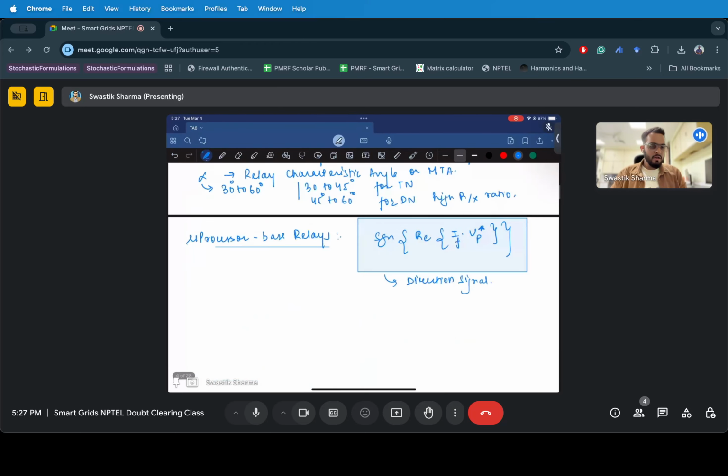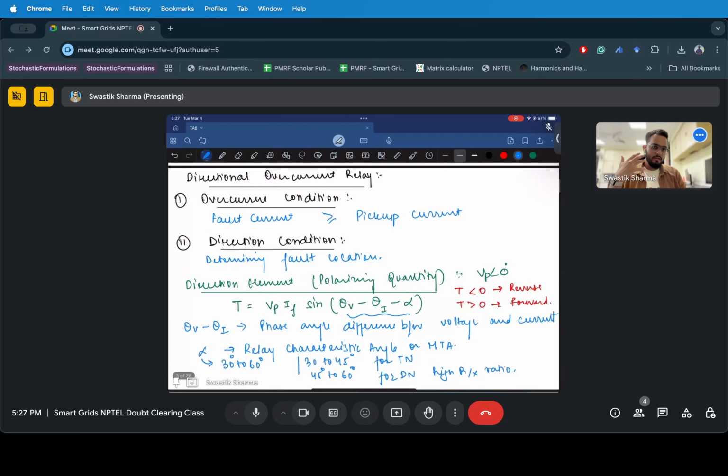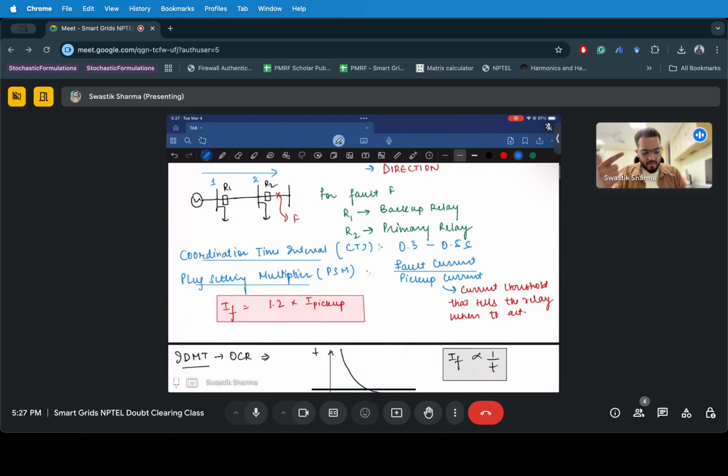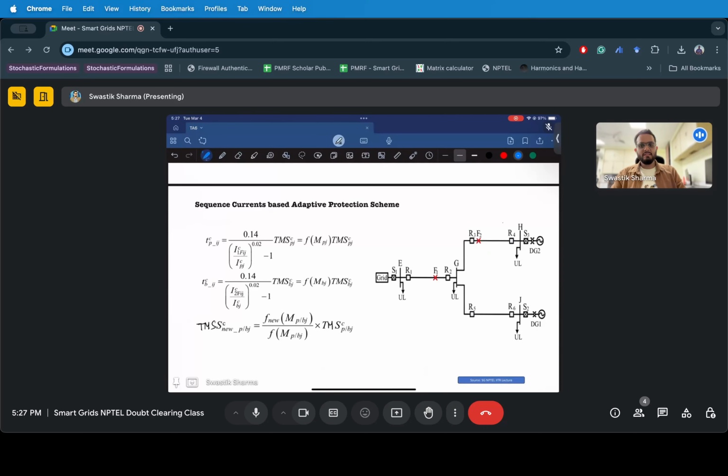So now we have figured out everything, but how do we use them in a real setting? How do we know what kind of plug setting multiplier we should use? How do we know what kind of time dial setting to use? For that, the instructor has given an illustrative example which they have also used in their research.